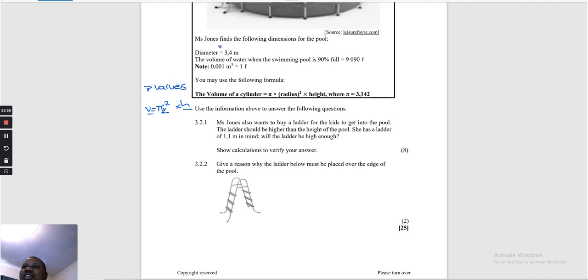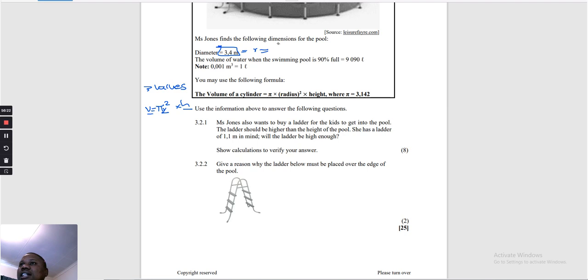We are given the diameter, from which we are going to calculate the radius. We are given the capacity in milliliters, which we need to change into volume, into meters cubed. You understand? So what are we going to do there? Let's calculate the radius first.